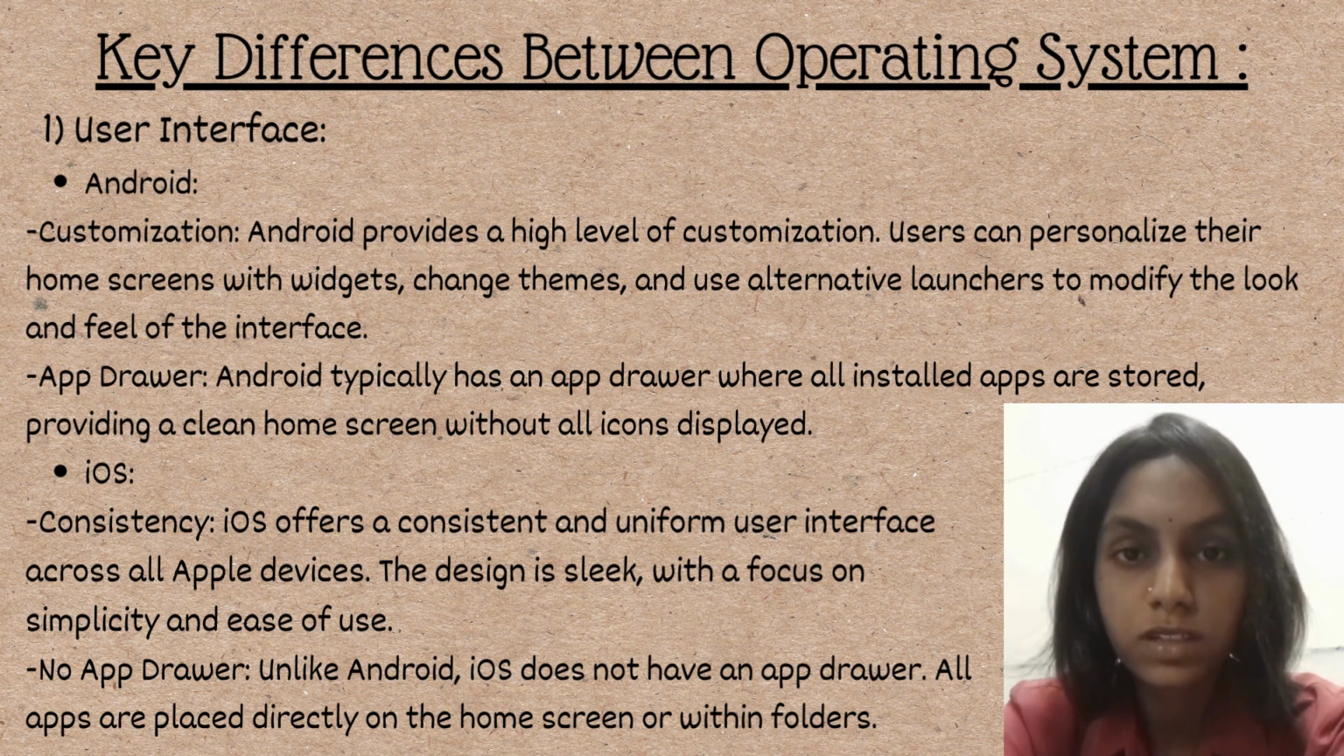Now going to iOS. First of all is consistency. iOS offers a consistent and uniform user interface across all Apple devices. The design is sleek with a focus on simplicity and ease of use. Secondly, no app drawer. Unlike Android, iOS does not have an app drawer. All apps are placed directly on the home screen or within folders.